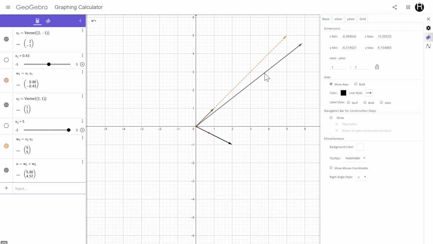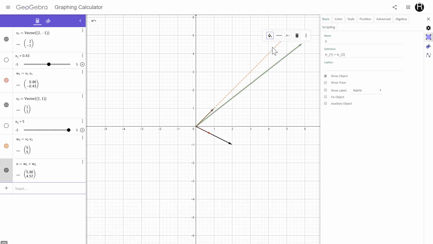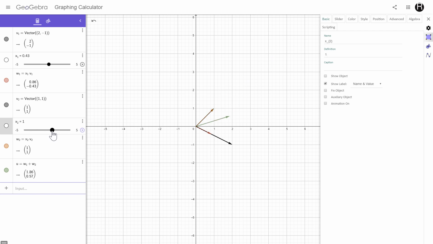Let's make this green and keep it solid. So the sum, remember, is going to make a parallelogram. I don't care too much about the parallelogram. What I care about is where this green vector goes. And if we let the slider run from -5 to 5 for x1 and -5 to 5 for x2, then we can kind of see that we can capture anything we want.